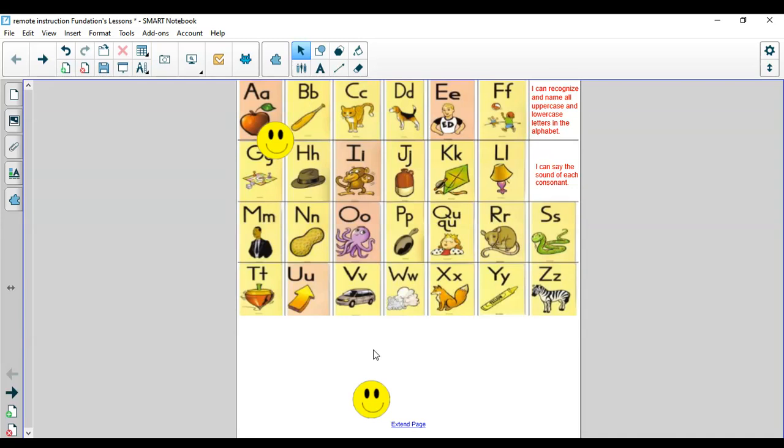Hi, boys and girls. Today we're going to continue with learning how to read some sentences, and we're also going to write some sentences. So you're going to need a piece of paper and a pencil or a dry erase board and a marker so you can write along with us. Let's go ahead and warm up our sounds.